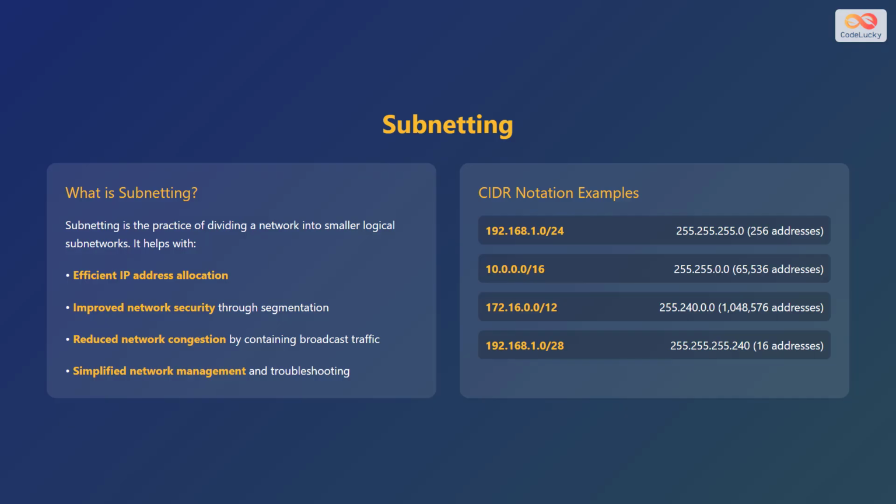On the right, we can see some examples of classless inter-domain routing, also known as CIDR notation. For example, 192.168.0.0/24, which corresponds to 255.255.255.0, provides 256 addresses.